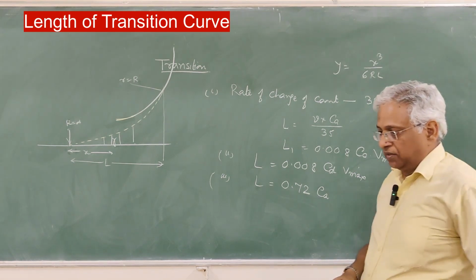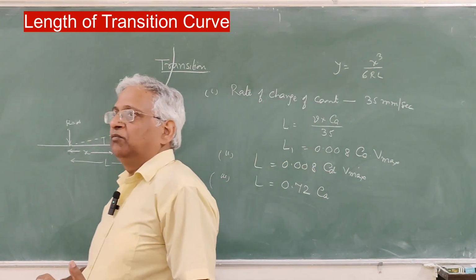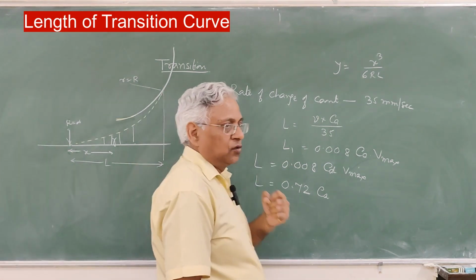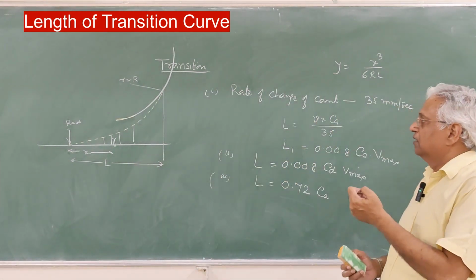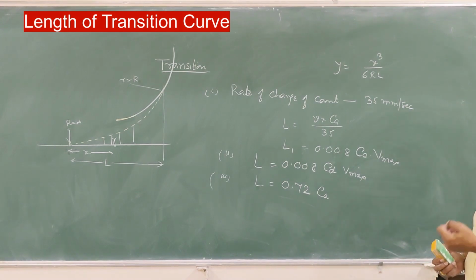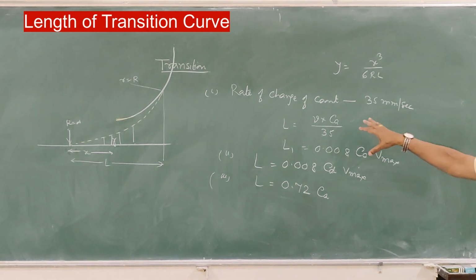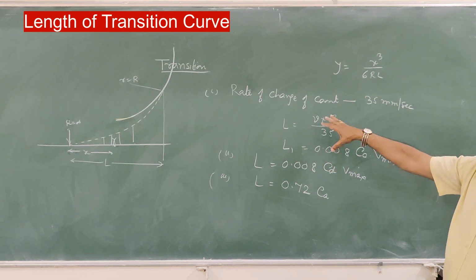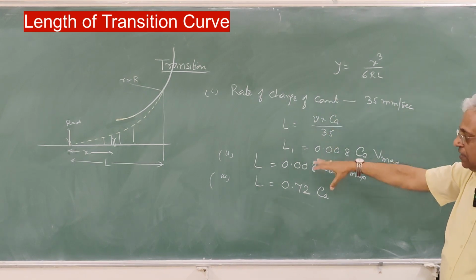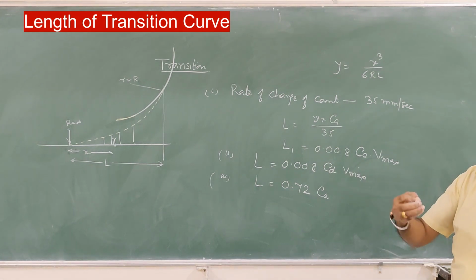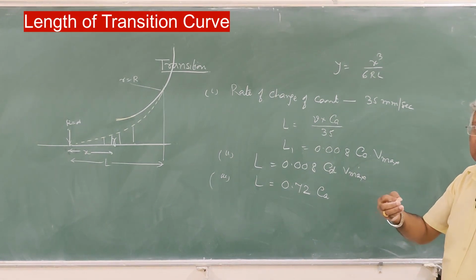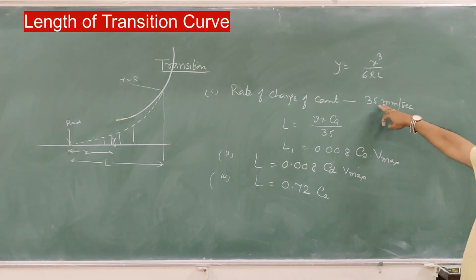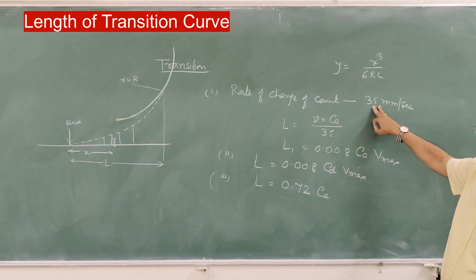Now there may be situations where you are not able to provide the full length of transition because of certain side conditions. In that case, what is adopted in Indian Railways is to take 2/3 of these values, whatever value you get out of these three, as the length of transition if there are restrictions on the side. That means you increase this 35 to 55. That is the meaning of that.